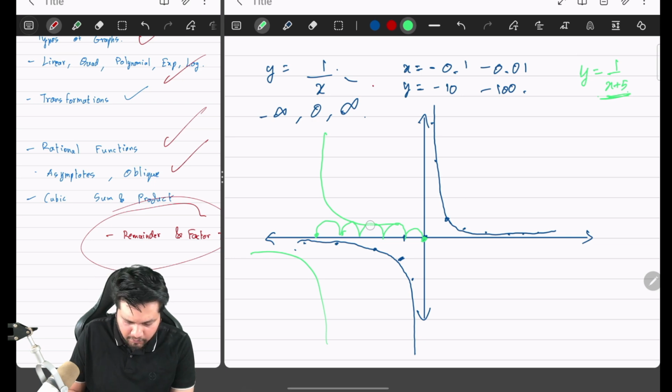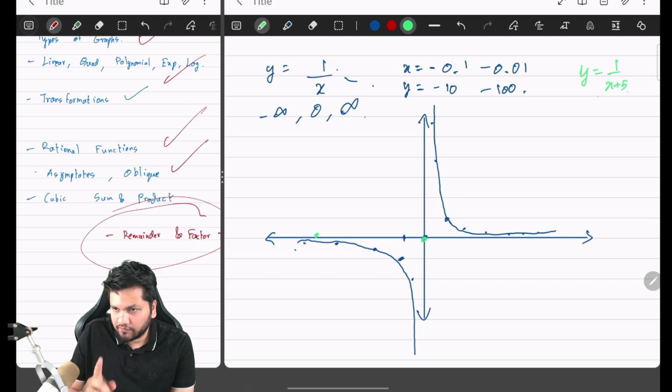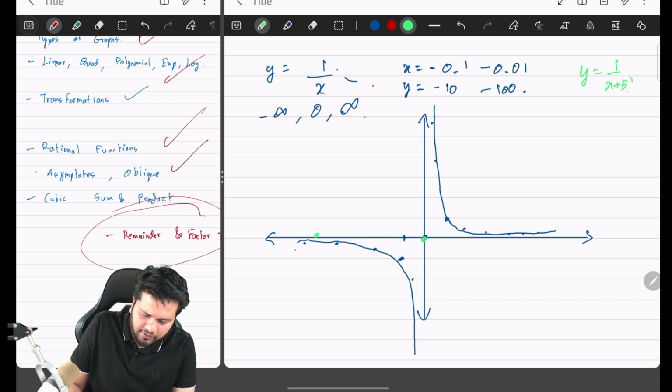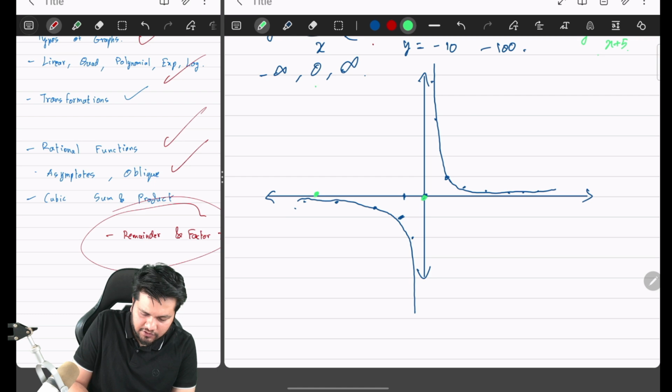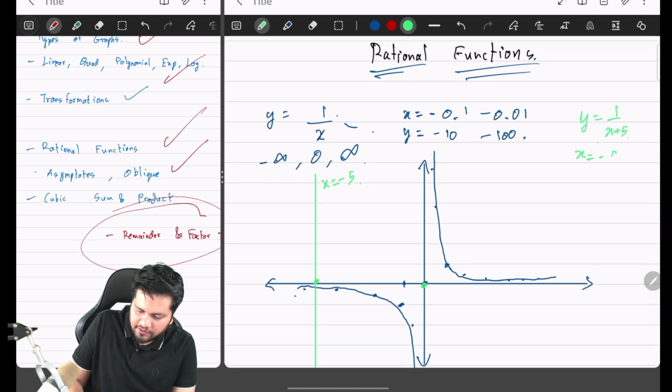But what I prefer, you just use a little bit of logic. When it is 1 upon x plus 5, you just look for the vertical asymptote as well as the horizontal asymptote. The horizontal asymptote we'll understand later. But right now, if I talk about just the vertical asymptote, wherever the denominator is 0, that means what? If I put x is equal to minus 5, I'll get the vertical asymptote, which will be somewhere here. So this is your asymptote, x is equal to minus 5. So x is equal to minus 5 is your vertical asymptote.